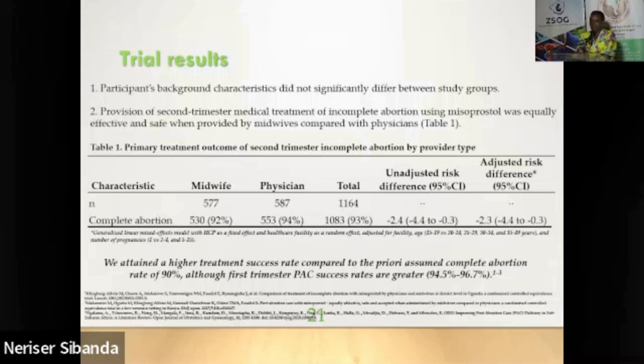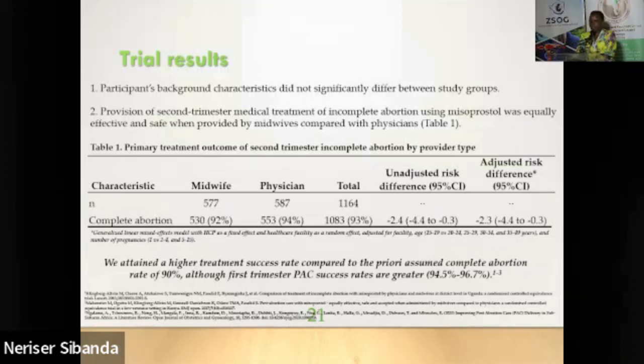Out of the 1,083 women, we had 93% having a treatment success, 92% in the midwife arm and 94% in the physician arm. So our risk difference was minus 2.3%. And if you look at the confidence interval, both the estimate and the confidence interval lay between our predefined equivalence range, meaning that there was an equivalence between the two.